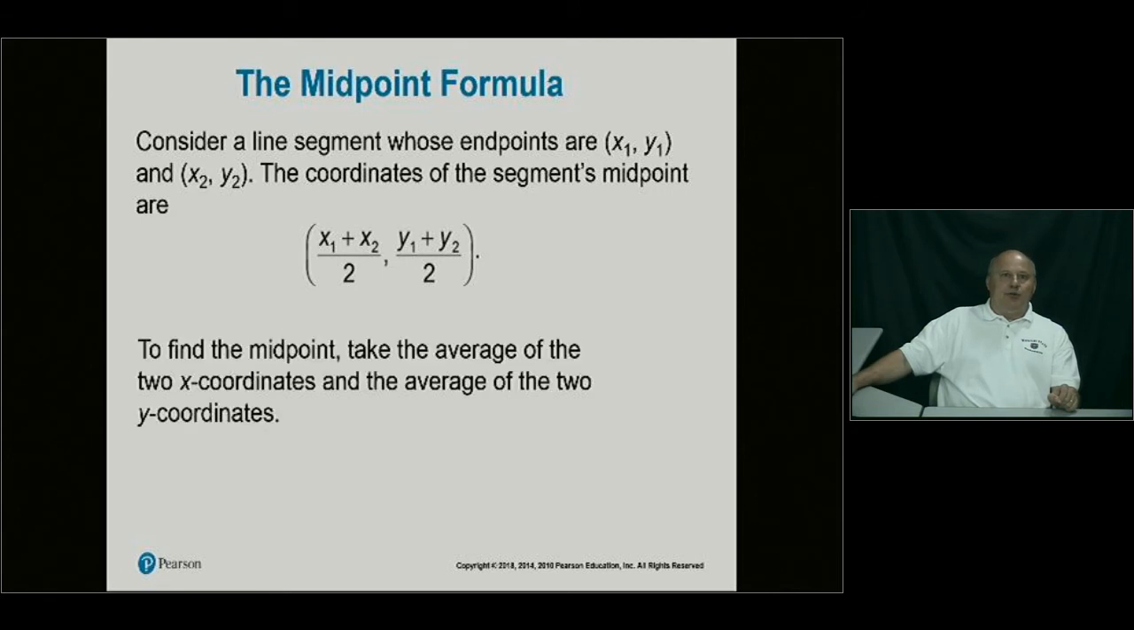And then we're going to put this in words. To find the midpoint, take the average of the x coordinates and the average of the two y coordinates, which is what I just stated. So again, there are two challenges here: remembering the formula, and then, once you've got the formula down, putting in the numbers, doing the calculation, and remembering to rewrite it as an ordered pair.